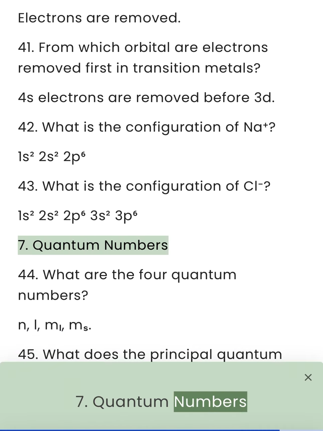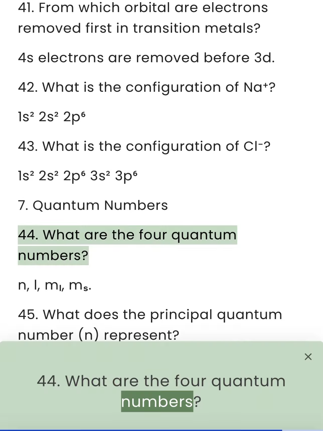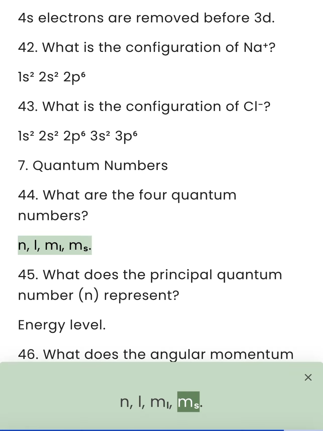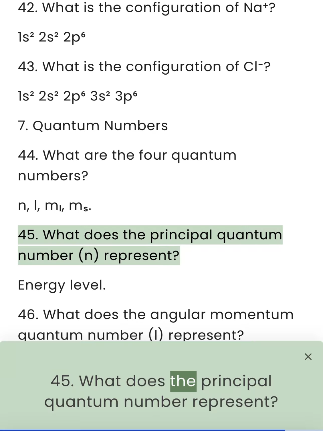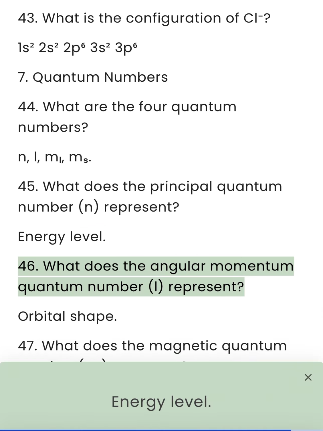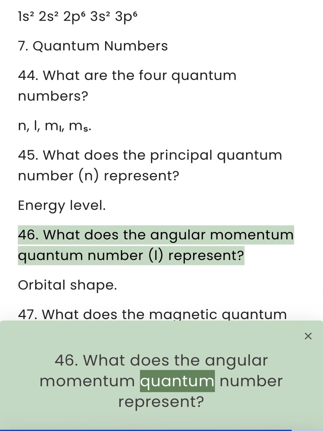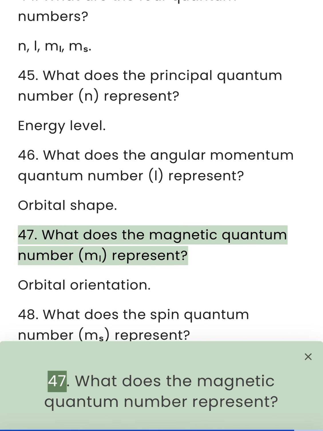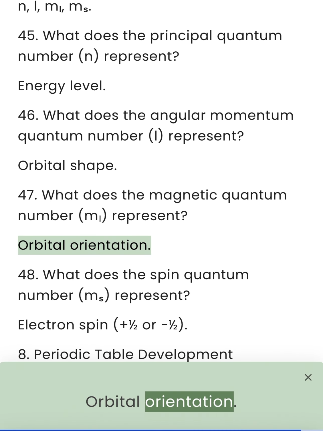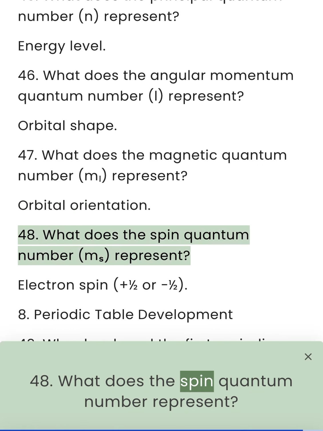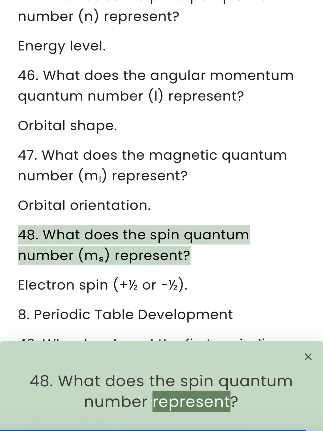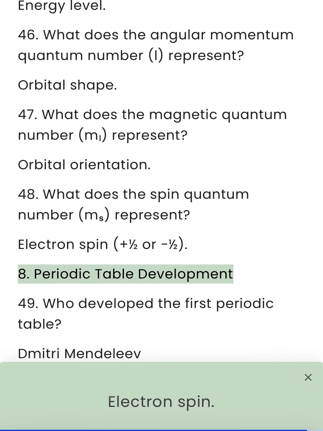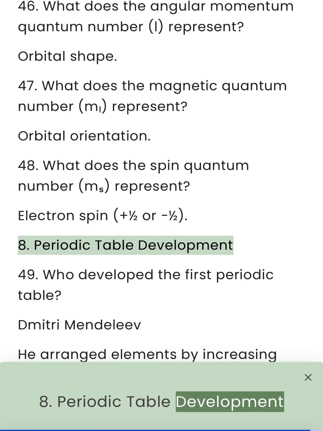7. Quantum numbers. 44. What are the 4 quantum numbers? n, l, m_l, m_s. 45. What does the principal quantum number represent? Energy level. 46. What does the angular momentum quantum number represent? Orbital shape. 47. What does the magnetic quantum number represent? Orbital orientation. 48. What does the spin quantum number represent? Electron spin.